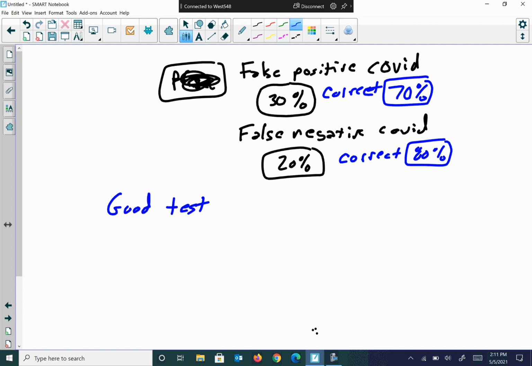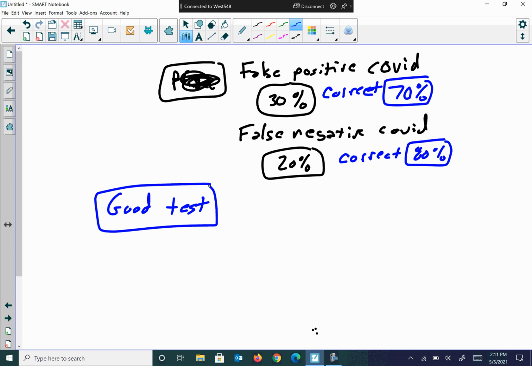So let's just talk. Do you think if you were to have 100 tests, 30 of them could show the wrong result, or 70 would show the right result, or for the false negative with 100 tests, 20 would show the wrong result, and 80% would show the right result? What do you think? I'm not asking you to do the statistics on it. What do you all think, just as people?